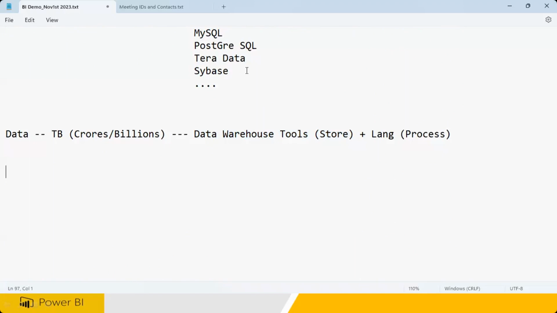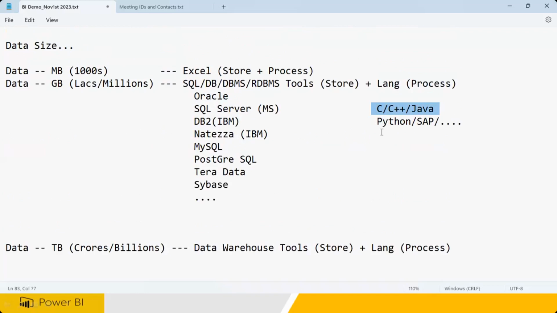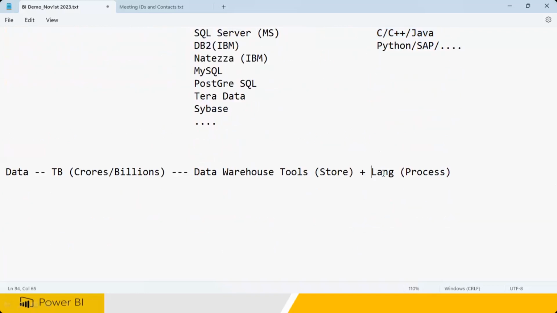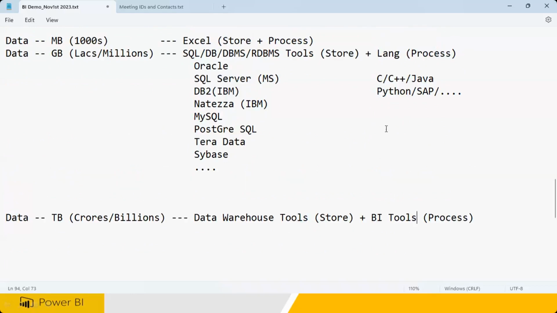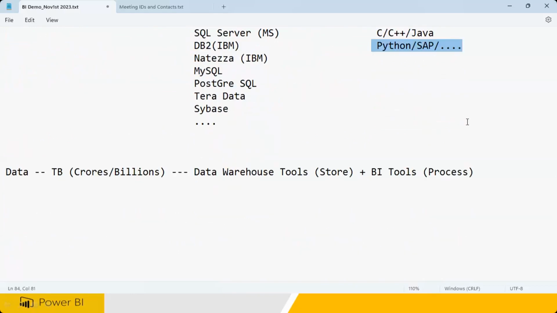Now, when you have so much data, I cannot use a language because I have to write so much code. So in this place, people have started using BI tools in the market. When you have so much data, I don't want to write the coding and process the job. And this is where the IT companies have introduced BI tools, business intelligence tools. Okay? So what is a data warehouse?